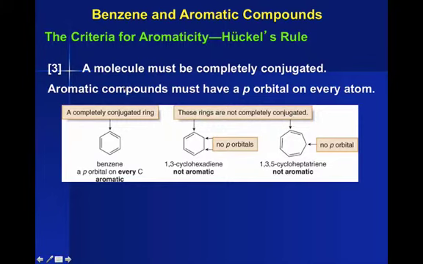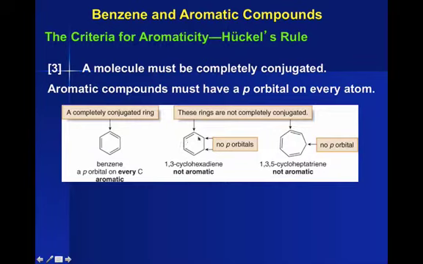Rule number 3 is the molecule must be completely conjugated. That is, each and every one of the atoms within the aromatic ring has to have a p orbital on it. And so if we look at benzene, we'll notice that each and every carbon atom is sp2 hybridized, meaning that there is a p orbital on each and every one of these carbon atoms.